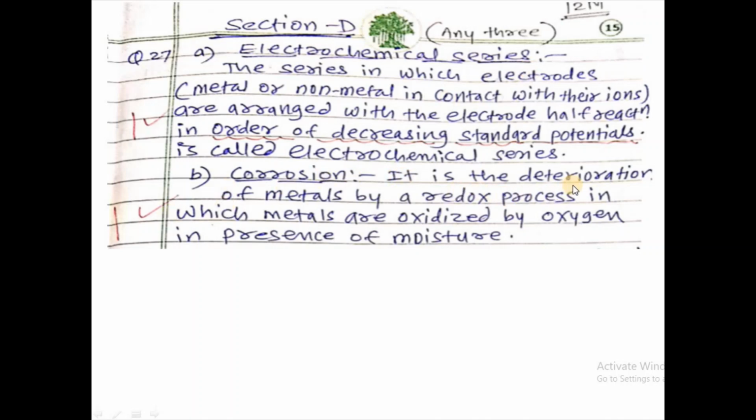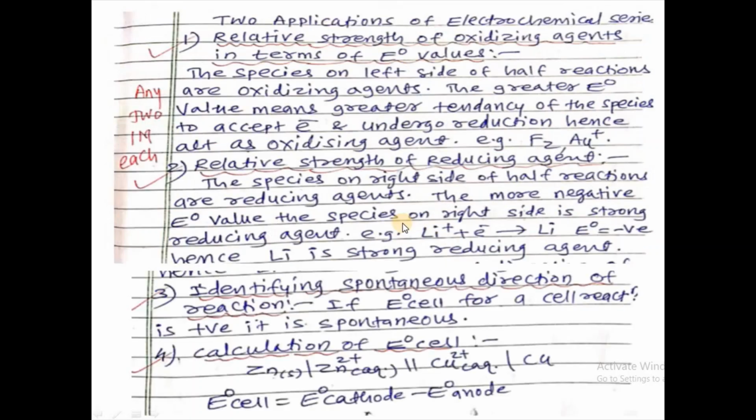Corrosion: it is the deterioration or destruction of metals by a redox process in which metals are oxidized by oxygen in presence of moisture. All these things are necessary to write because corrosion takes place in presence of moisture and oxygen, and moist condition is also necessary. Two applications of electrochemical series.